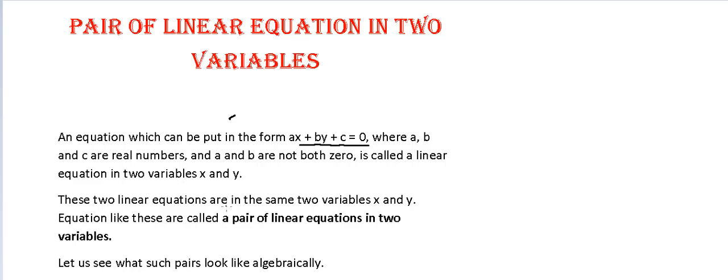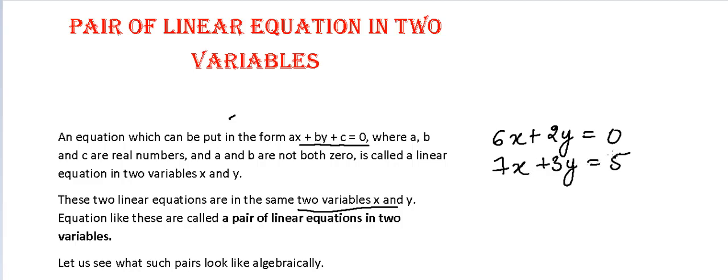These two linear equations are in the same two variables x and y. Equations like these are the pair of linear equations in two variables. For example, if you have 6x plus 2y equals 0 and then you have 7x plus 3y equals 5, right? These two are linear equations, and these are a pair of linear equations because the variables are the same. Here it is x, here it is x, here it is y, here it is y.